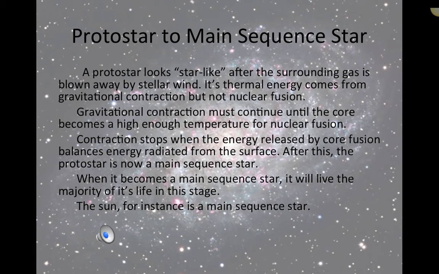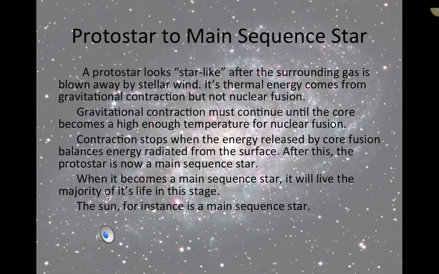Protostar to main sequence star, continued. A protostar looks star-like after the surrounding gas is blown away by stellar wind. Its thermal energy comes from gravitational contraction, but not nuclear fusion. Gravitational contraction must continue until the core becomes a high enough temperature for nuclear fusion.